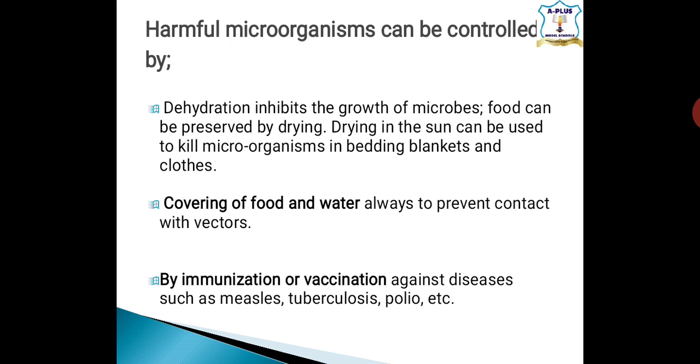Another one is covering of food and water. When you're putting your food on the table, make sure it's covered. Don't leave it open, because flies can come and sit on that food. And a fly is a good vector. It carries so many microorganisms on itself. So when it sits on that food, it contaminates the food with microorganisms. So you always learn how to protect. You cover your food and water. Always prevent contact with vectors.